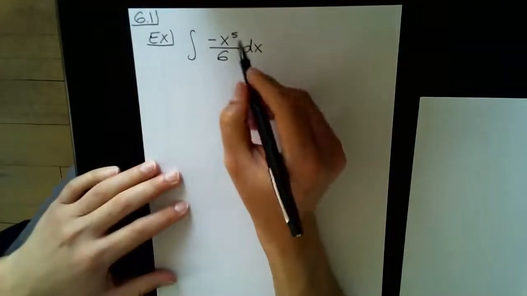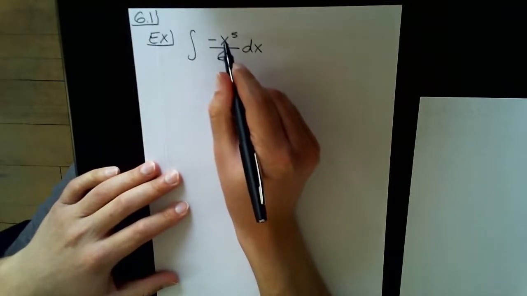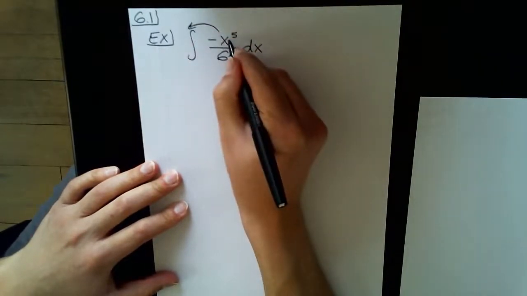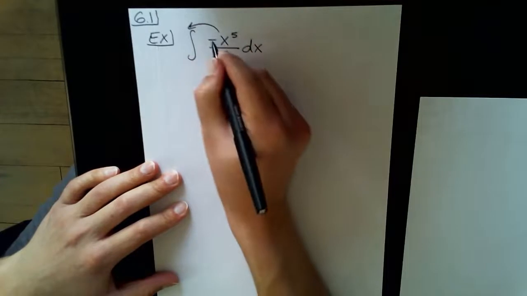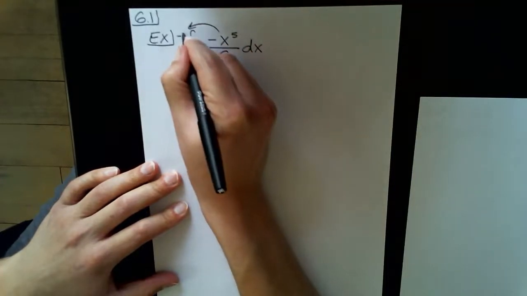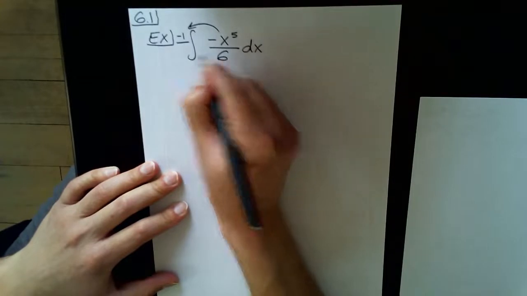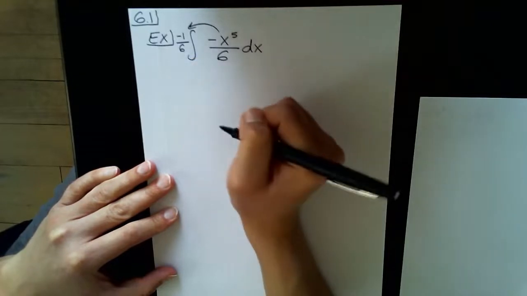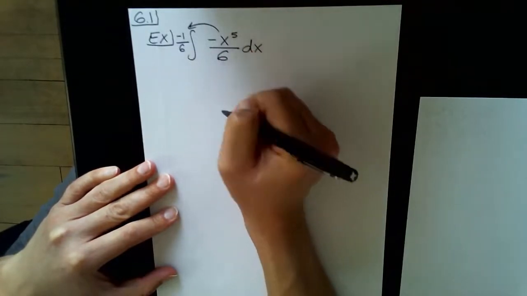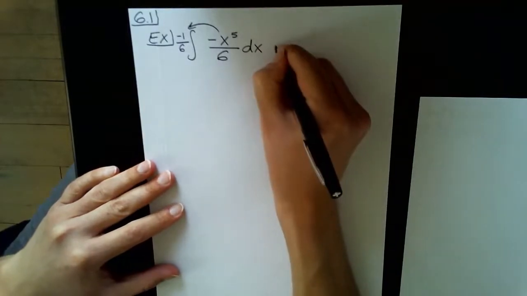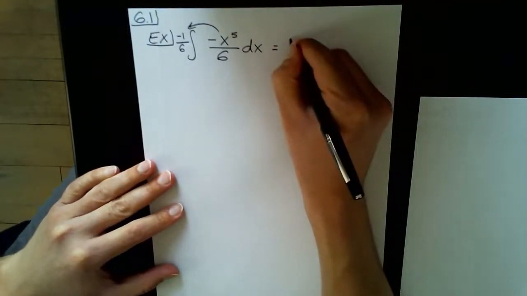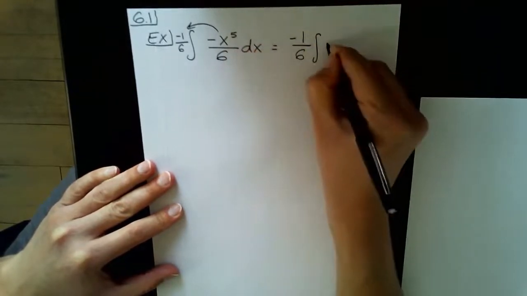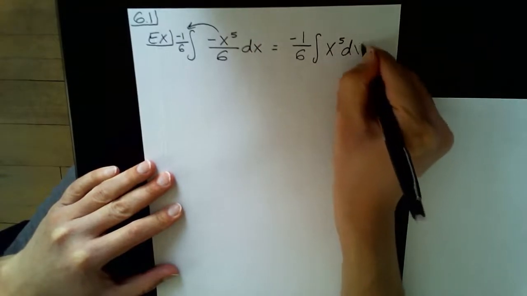Okay, so the first thing that we want to do here is take the constant out of the problem. So notice what's being multiplied to our x to the 5th here. We are multiplying by a negative 1, and we are dividing by a 6, which is the same thing as multiplying by 1/6. So we take out negative 1/6 from the problem. Because it's a constant, it can always be taken out, which gives us negative 1/6 times the integral of x to the 5th dx.